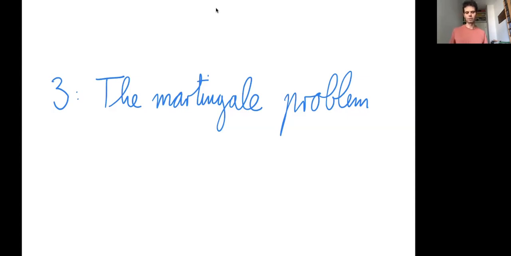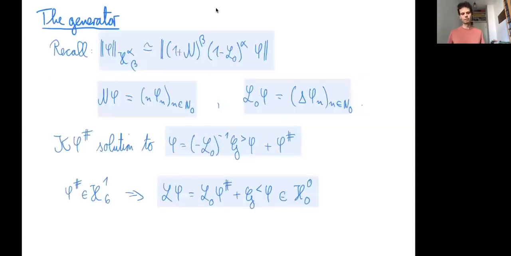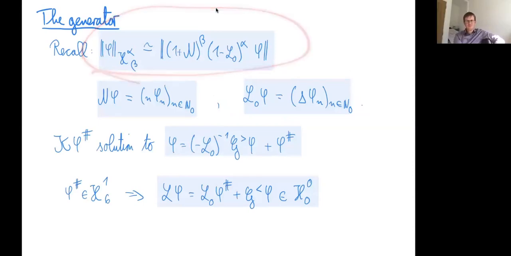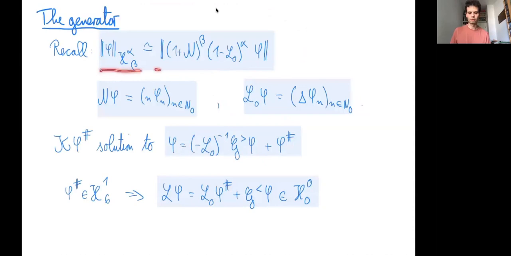Okay, so we want to construct now a process which solves the Martingale problem for a generator. Here just recall everything we had. This is the definition of our space. This is the number operator. This is the L0 operator. This K phi sharp solves this equation here. And if phi sharp is in H16, then L of phi is L0 of phi sharp plus G lower of phi. And this will be in L2.